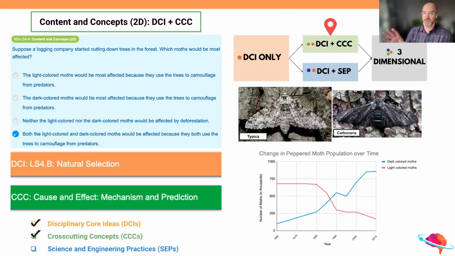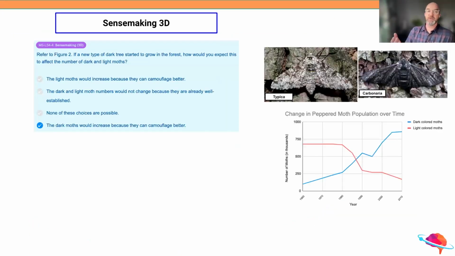So we're not necessarily constructing any explanations. We're not showing relationships between lots of different parts in the system. We're just looking at cause and effect. And then finally, we can ask questions that are three-dimensional, that are multiple choice. And so this is close to the comb jelly question. We can say, refer to figure 2. If a new type of tree, a dark tree, started to grow in the forest, how would you expect this to affect the number of light and dark moths?